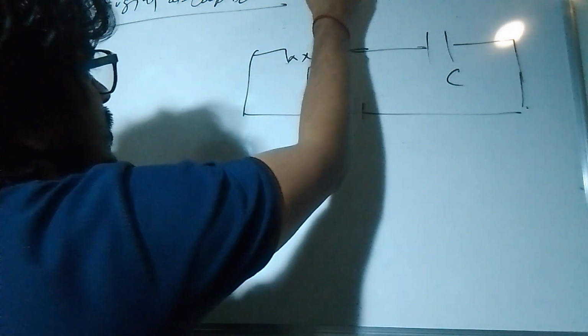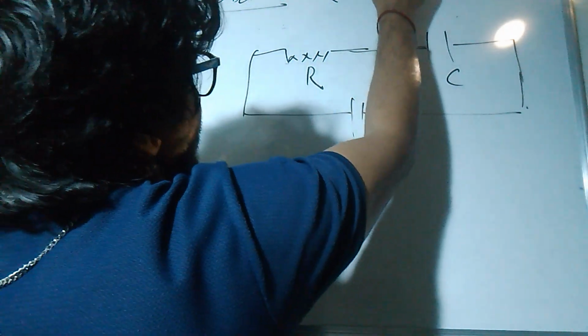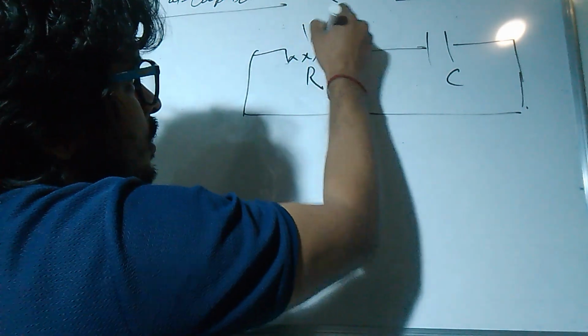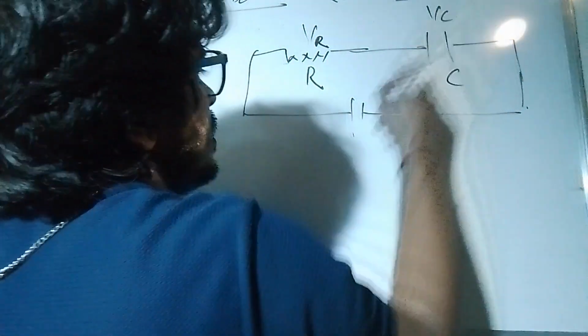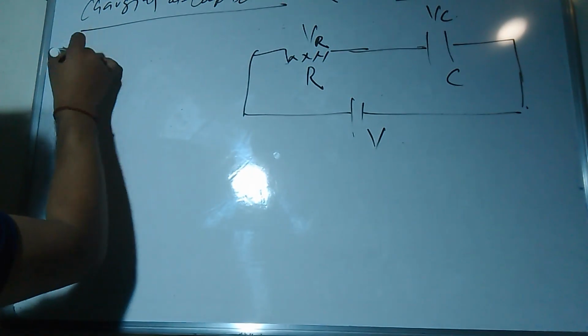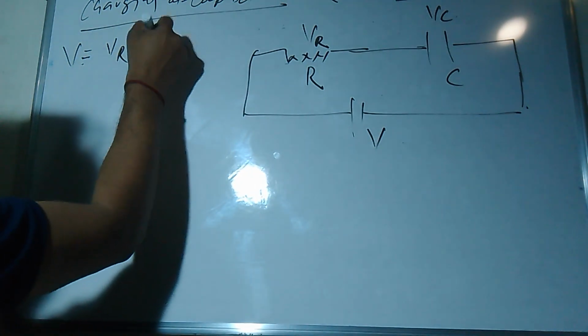So we say this is an RC circuit. Basically, this is the resistance of the load. The voltage across the resistance will be VR, the voltage across the capacitance will be VC, and the voltage across the source will be V. So you can write from here V will be equal to VR plus VC.